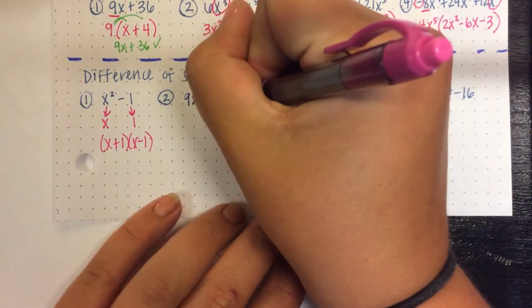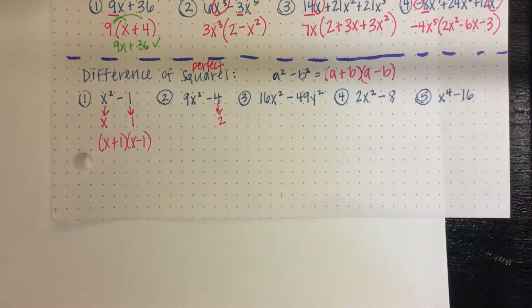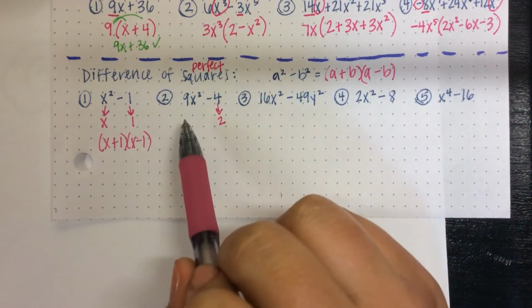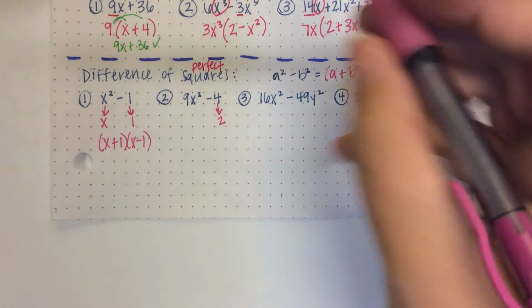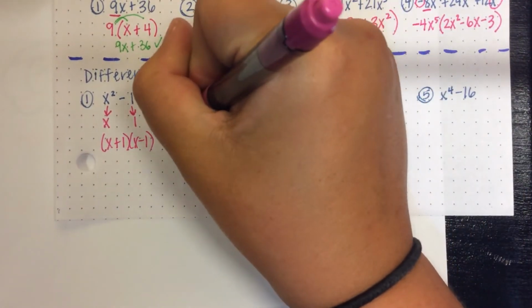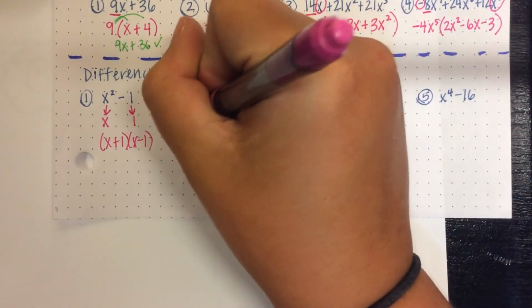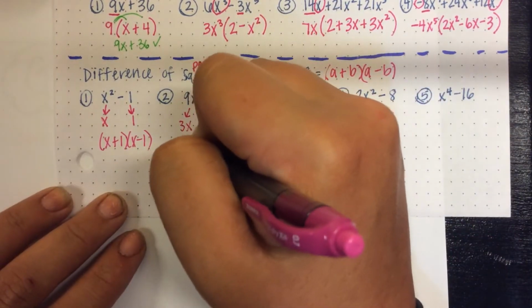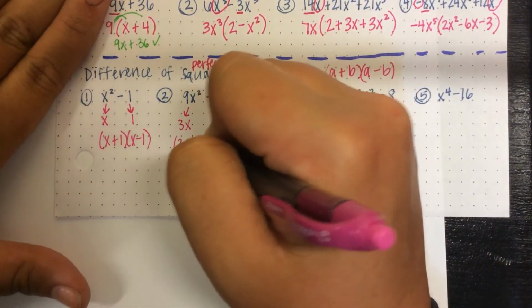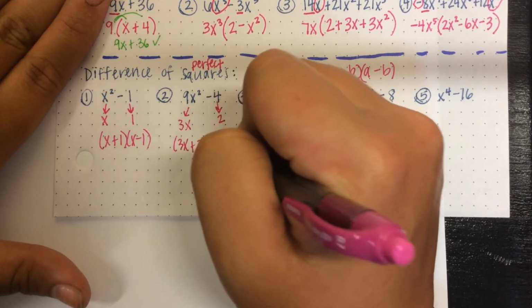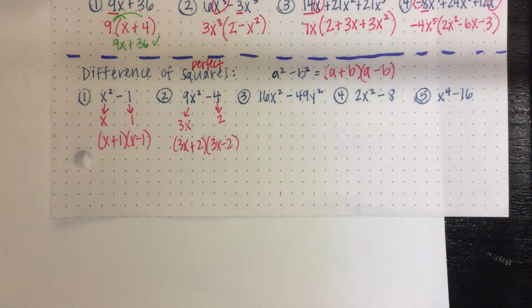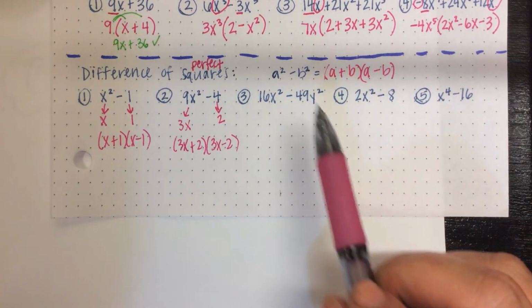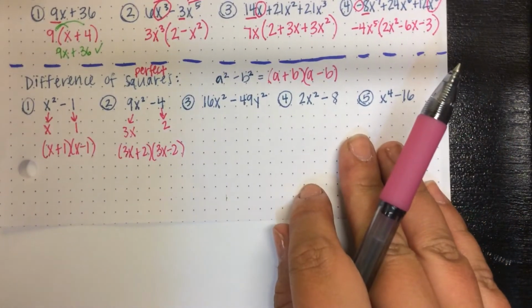Okay, for the second one, we've got 9x squared minus 4. Okay, so 4, my square root's 2. 9x squared looks a little weird. Think about them separately. The square root of 9 is 3. The square root of x squared is x. So I have a 3x and I have a 2. So we have 3x plus 2 and a 3x minus 2.